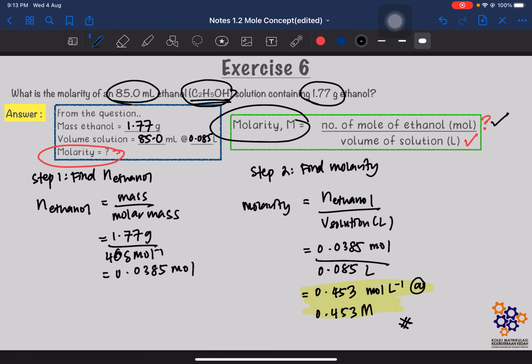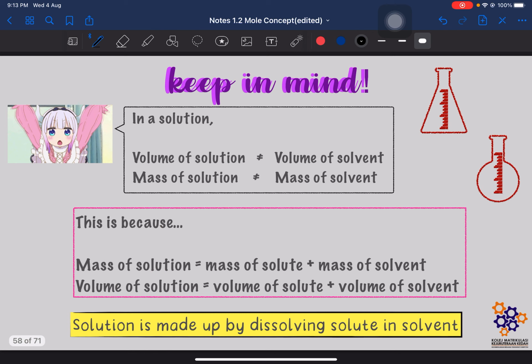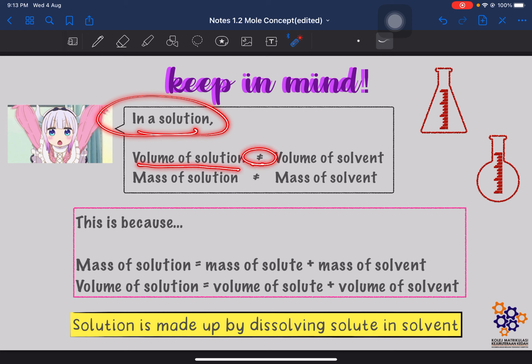I hope that you understand the first term of concentration, molarity. Now we are going to look into the second term, which is molality. Before that, there is a reminder for you that it is crucial to understand that in a solution, the volume of solution is not equal to the volume of solvent, and the mass of a solution is not equal to the mass of a solvent. This is because the mass of solution is the sum of the mass of solute plus the mass of solvent, and the volume of solution is equal to the volume of solute plus volume of solvent, because a solution is made up of dissolving the solute in the solvent. Please bear that in your mind.